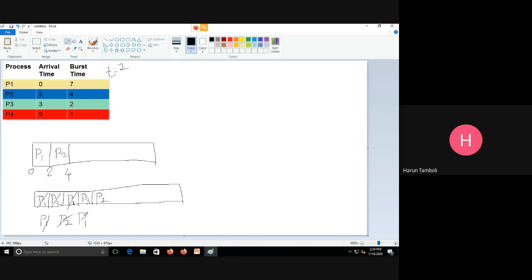So P1 will get allocated and it will get 2 seconds. P1 executes for those 2 seconds. After 6 seconds, P1 is removed and goes to the ready queue, and P3 gets the CPU. So P3 starts the execution.